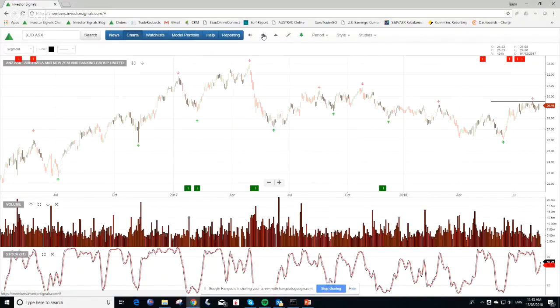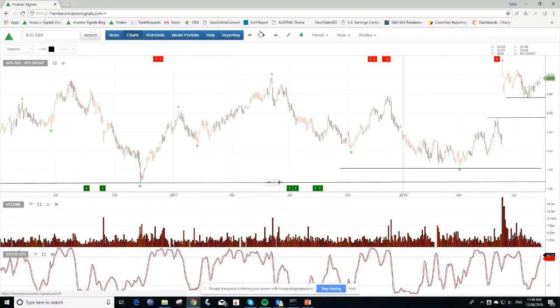Now, one of the structural issues to think about across the Australian market at the moment is all the banking stocks have lower lows and lower highs. And that'll be one of the themes that we revisit.